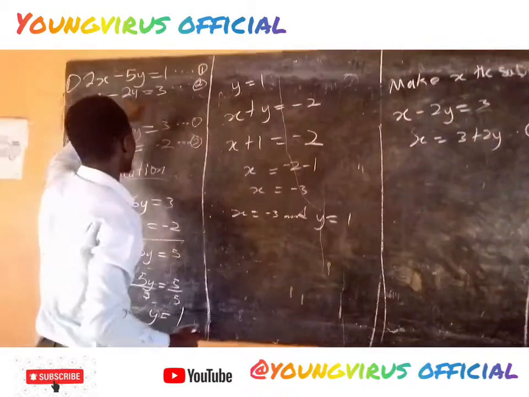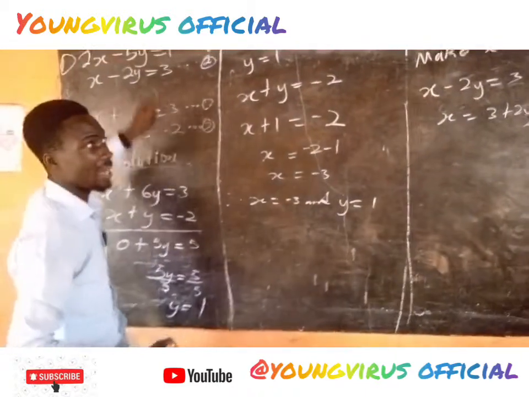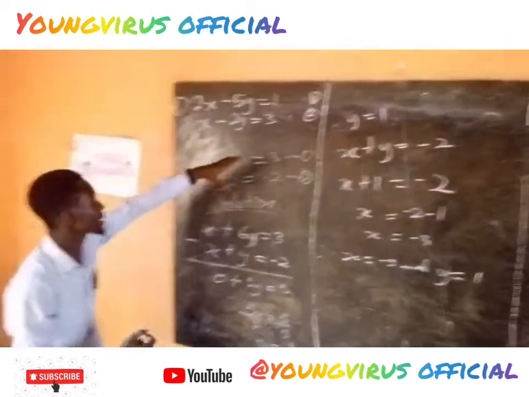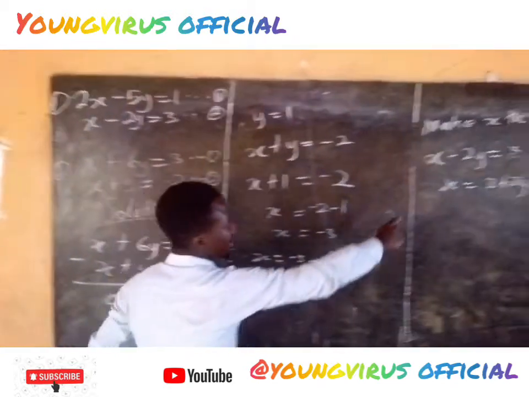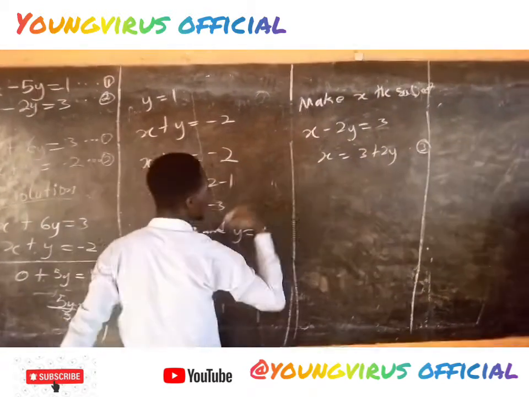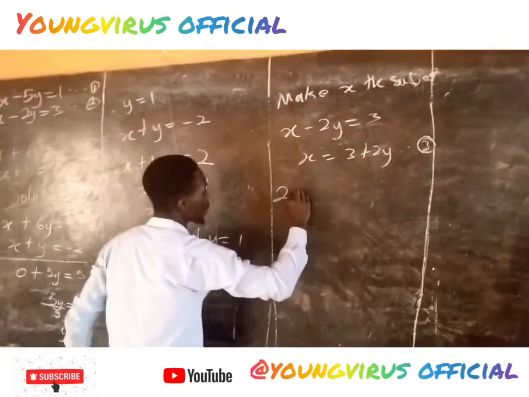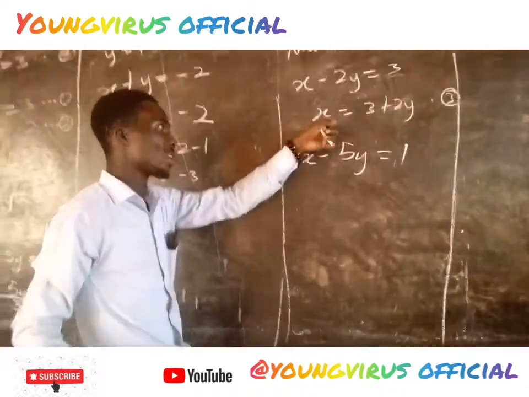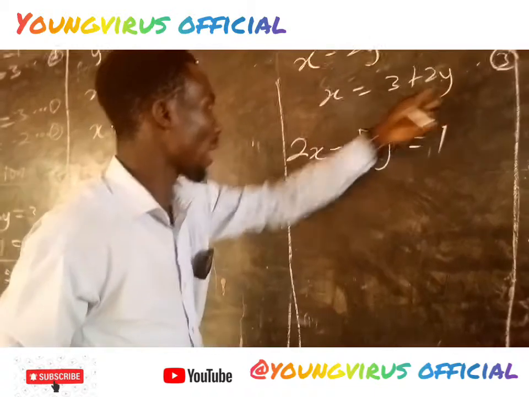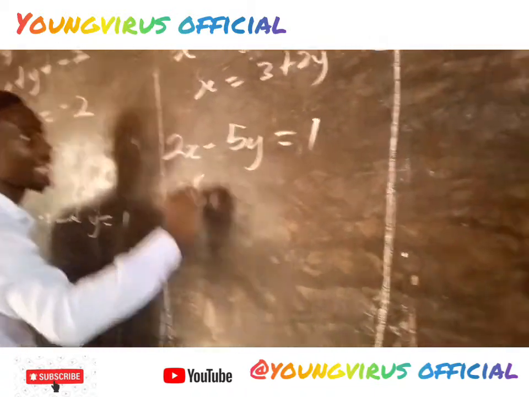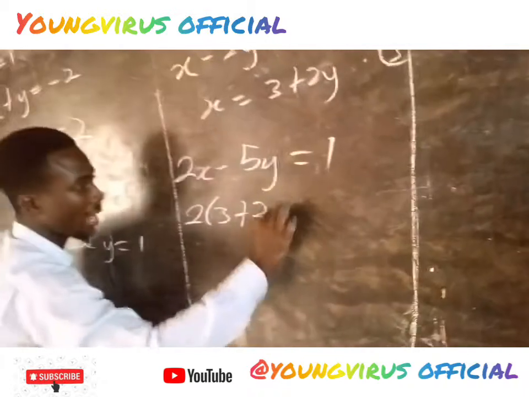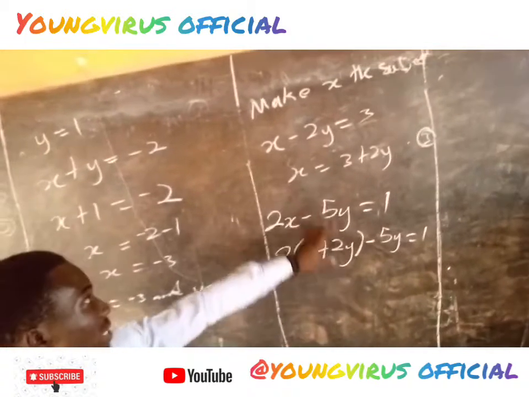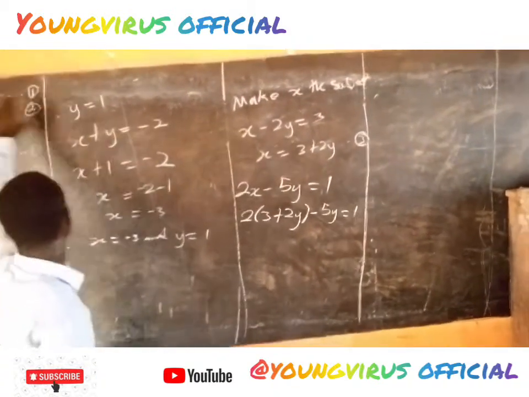But note, we made x the subject in equation 2. And for that matter, we cannot fix x into equation 2. So we are left with no other choice than to fix x in equation 1 here. So equation 1 is 2x minus 5y is equal to 1. Fixing the value of x, which is 3 plus 2y, into this equation, we're going to get 2 times the value of x, 3 plus 2y, minus 5y is equal to 1. What we did here is we just fixed the value of x into the first equation.